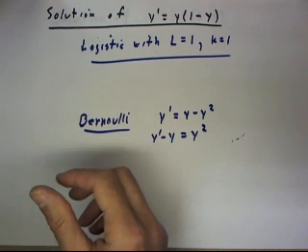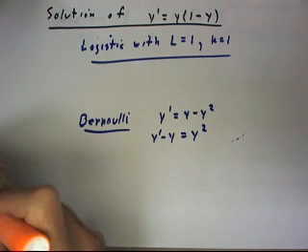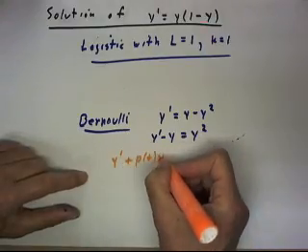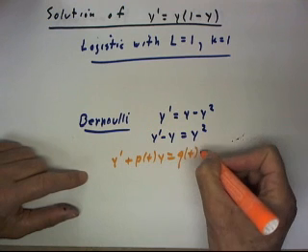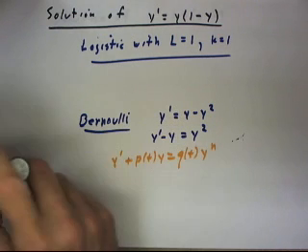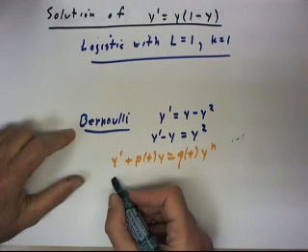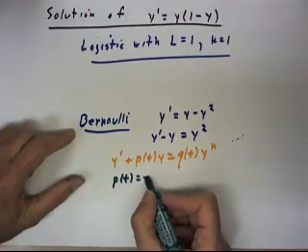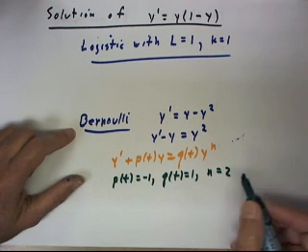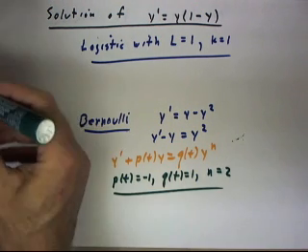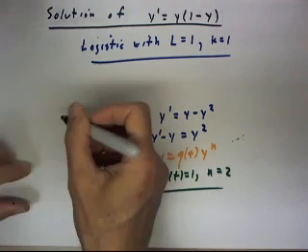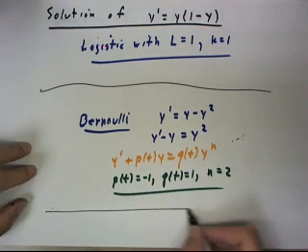y prime plus p of t y equals q of t y to the n, and the values here are simply p of t is -1, q of t equals 1, n equals 2. And we could use the techniques that we apply to the Bernoulli equation in order to get a solution.